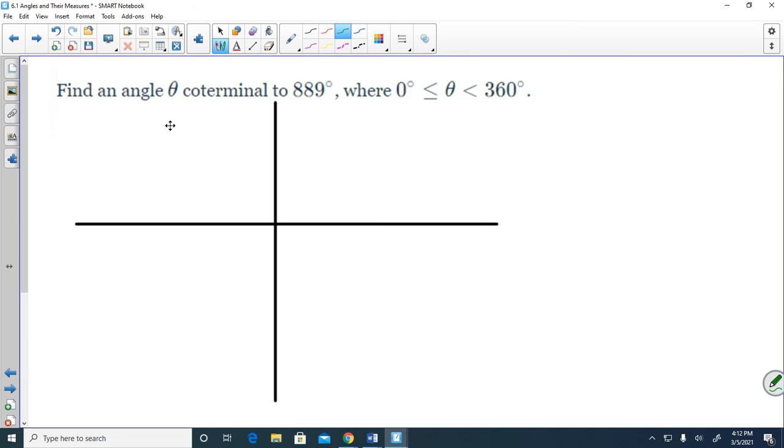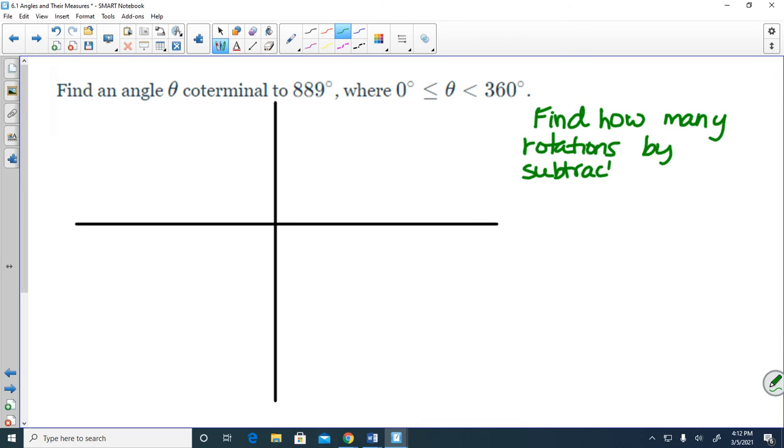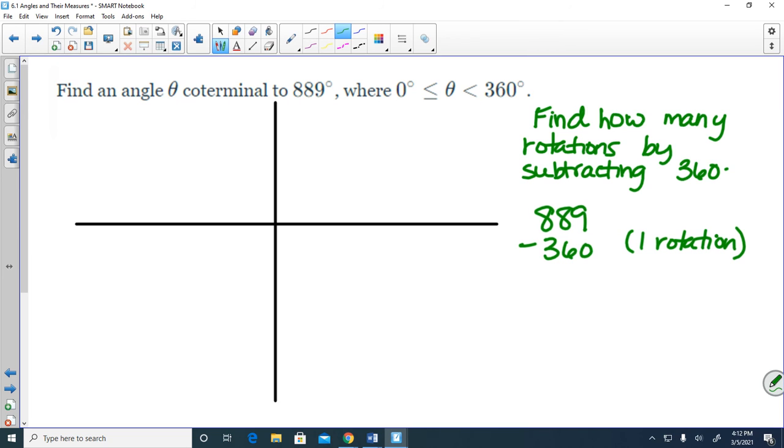So you'll have some problems like this. It says find an angle that's coterminal to 889 degrees. So first of all, the first thing we want to do, number one, is we want to find how many rotations occurred, or how many rotations there were, by subtracting 360. Because every time you subtract 360, that's one rotation. So I take 889. If I subtract 360, that's one rotation.